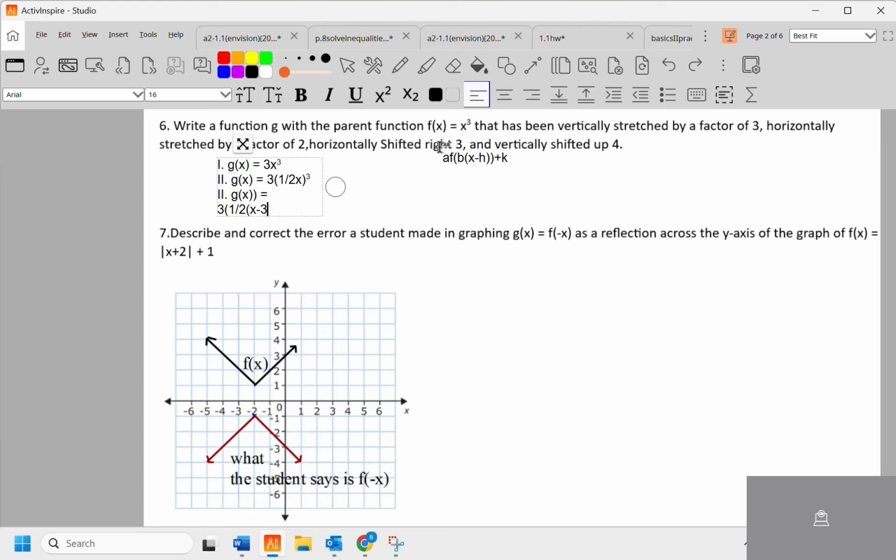Write it like that. How you write is very important. Two things don't mean the same thing. And finally, the final step is to shift this bad boy up 4. All right, so remember that's going to be a k thing. That's on the outside. K affects the output, h affects the input. And we're just going to shift up 4 by adding 4. I'll let you guys figure out the error analysis. What the kid did wrong shouldn't be too bad.